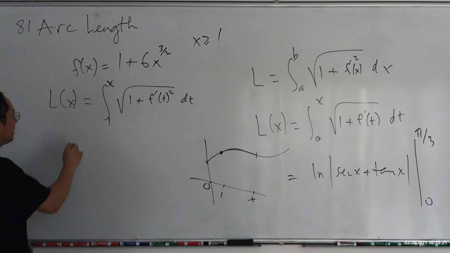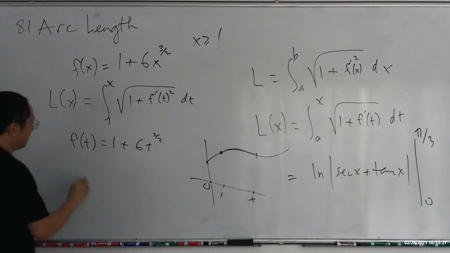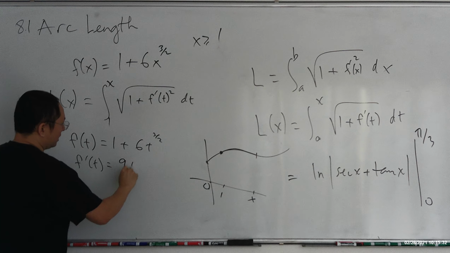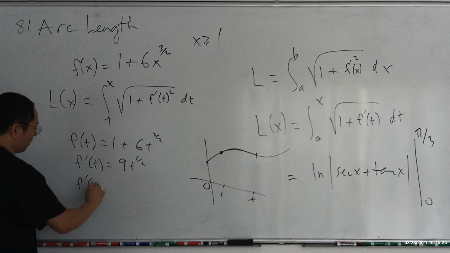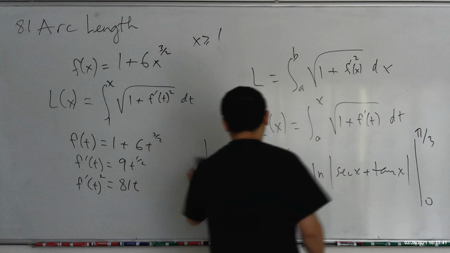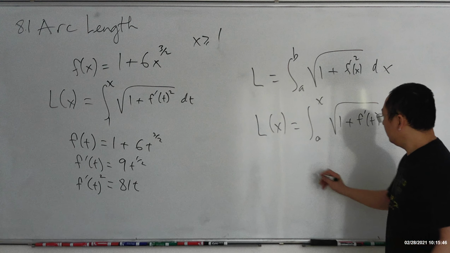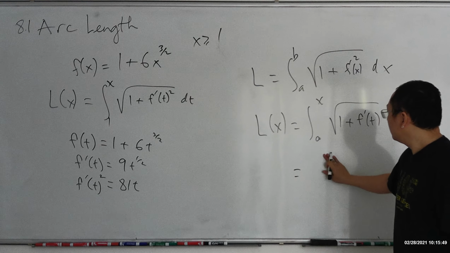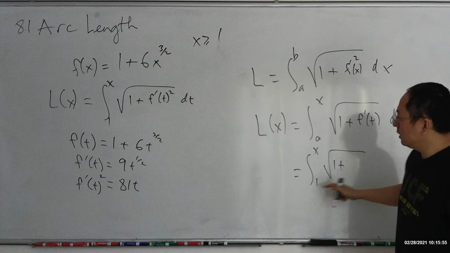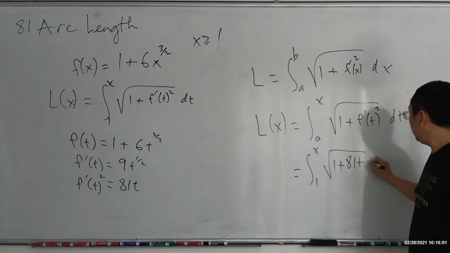So instead of doing it with f of x, we can change it to f of t, 1 plus 6t to the 3/2. So f prime of t: the derivative of 1 is 0, and this is 9t to the 1/2. So f prime of t squared is 81t. Okay. So pretty much the problems are the same, and you see the difference at the end. Apply the formula right here for the arc length function. This is the integral from 1 to x of the square root of 1 plus f prime t squared, which is 81t, dt.